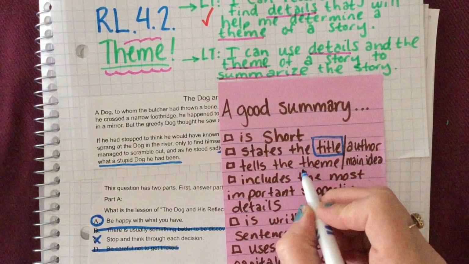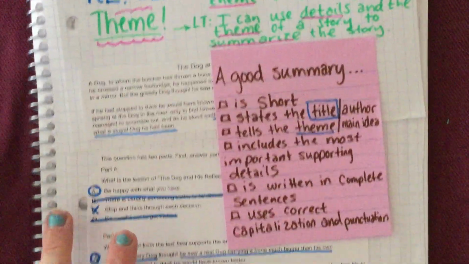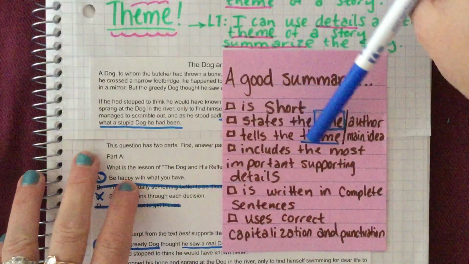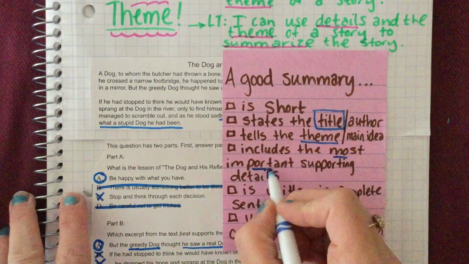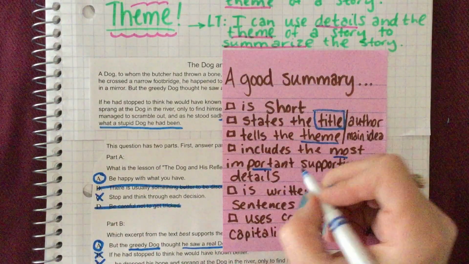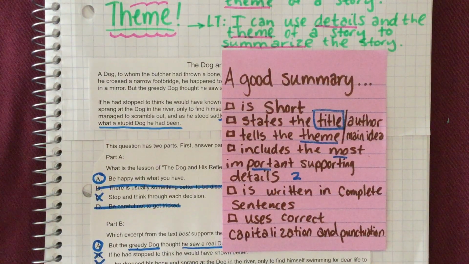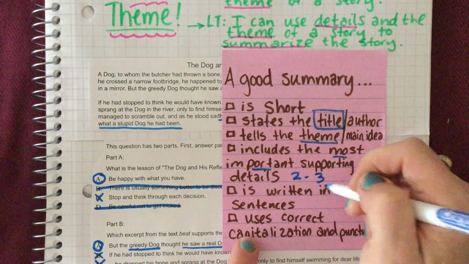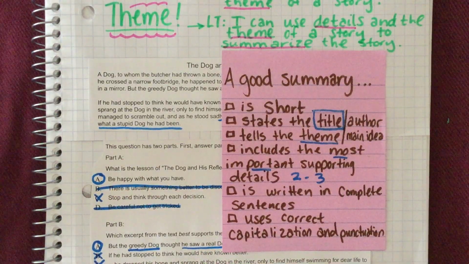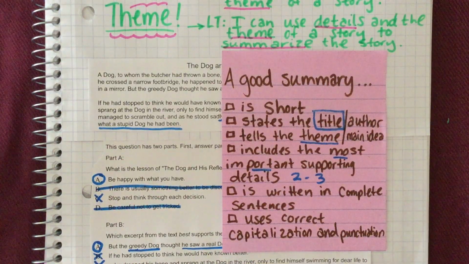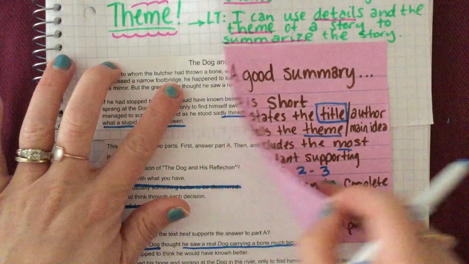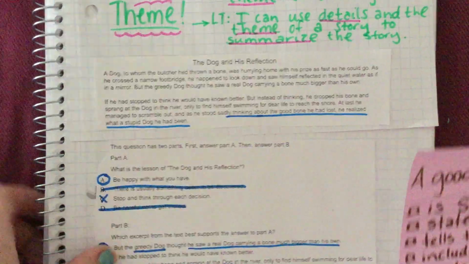So we're going to be doing theme today. And it includes the most important supporting details. I would say, remember, we need 2. Probably don't need more than 3. I would say 2 to 3 because, again, we want it to be short. Always write it in complete sentences. Always use correct capitalization and punctuation. So that's exactly what we're going to do down here.